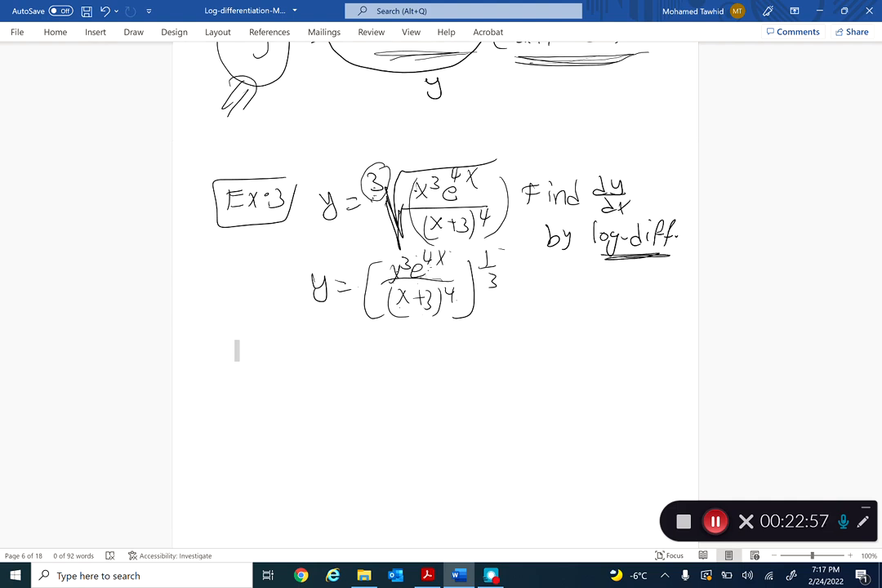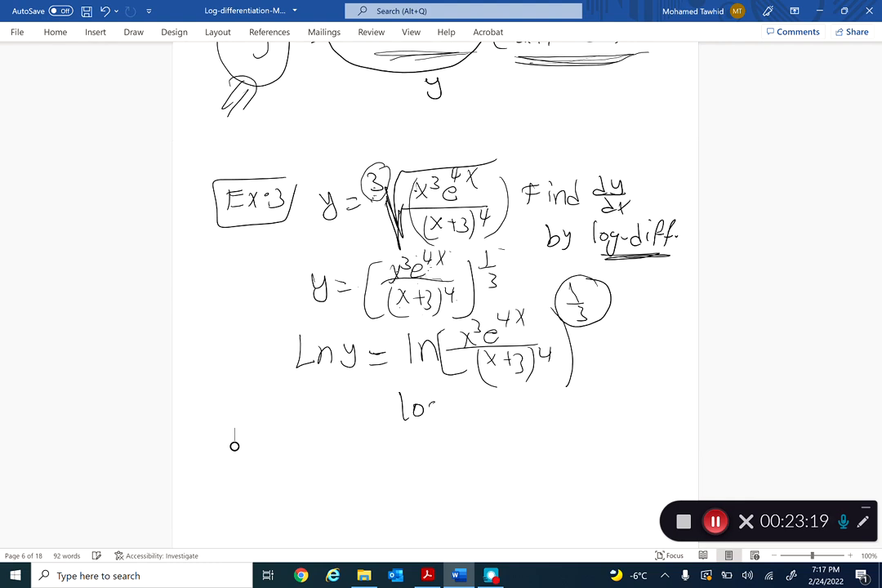So what is the step? Step number 1, just take log both sides. So let us do ln both sides. So I have x cubed e to the power 4x over (x plus 3) to the power 4, the whole thing to the power 1/3. That is your r. If you have log a to the power r, it will be r log a. So 1/3 I can put in front. So ln y. I took ln or log both sides.